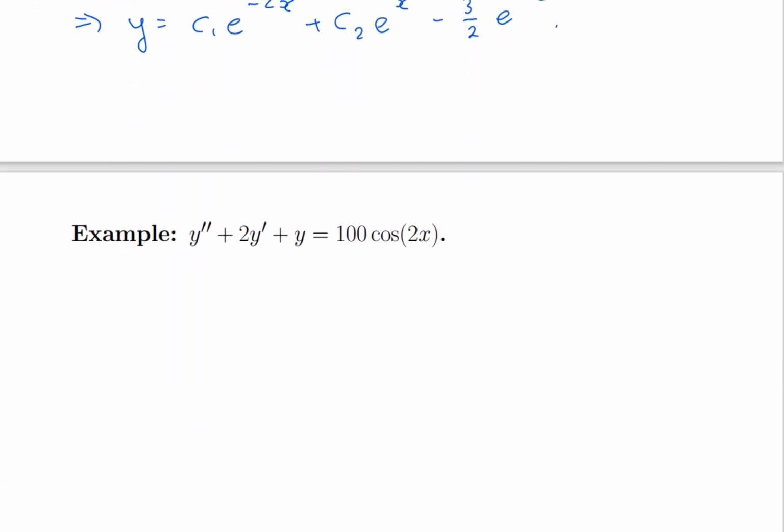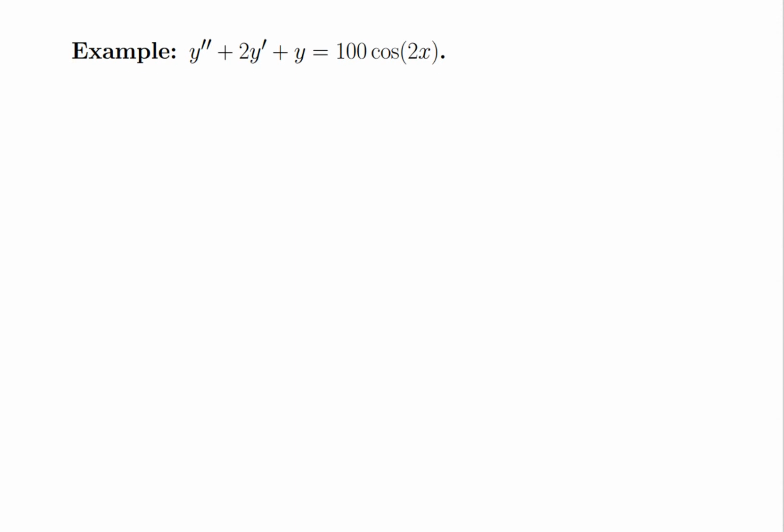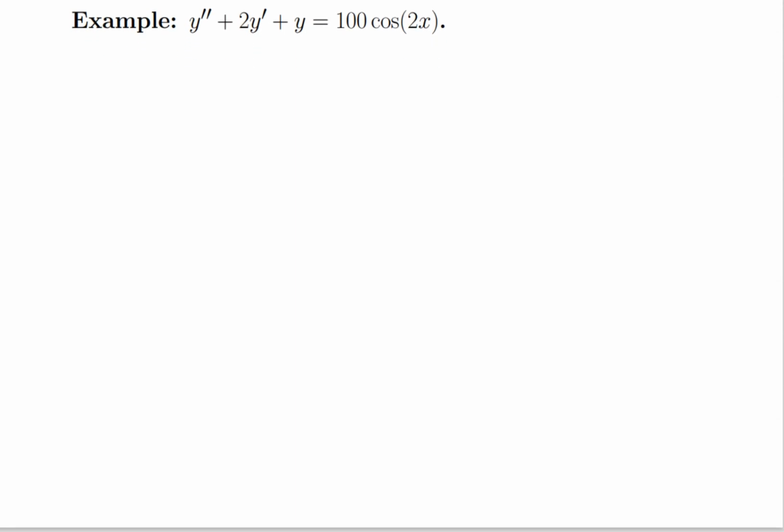Okay, and the last one is cosine on the right hand side. Start with the indicial equation. So we're solving the homogeneous problem. Well, that one is a perfect square, so that has a double root.